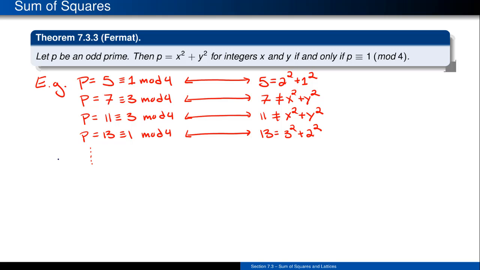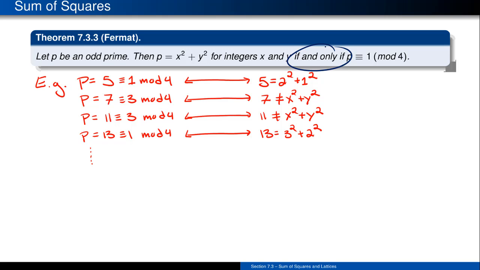So if you give me an odd prime, then I know that this thing is going to be represented as a sum of two squares if and only if. So this is a biconditional. It goes both ways: if you have the representation as a sum of two squares, then you're going to be congruent to a 1 mod 4. I think I said mod p before, but it's mod 4. And more importantly, the other direction is true as well. If you are a 1 mod 4, then you know that this thing can actually be represented as a sum of two squares.